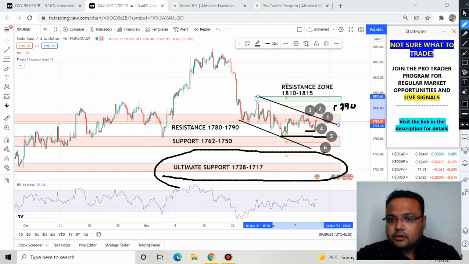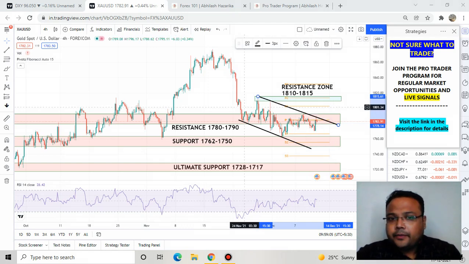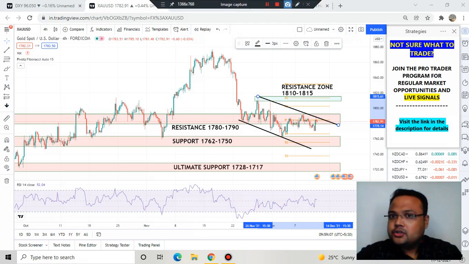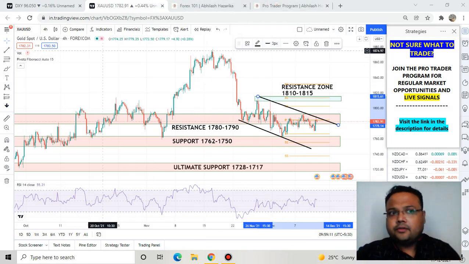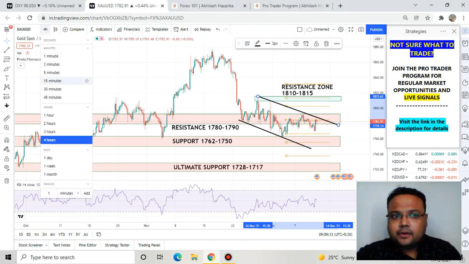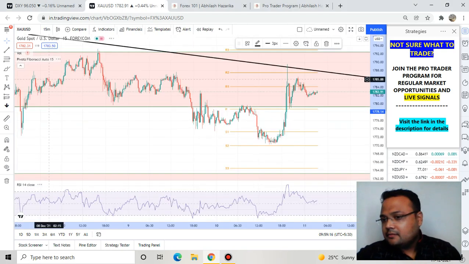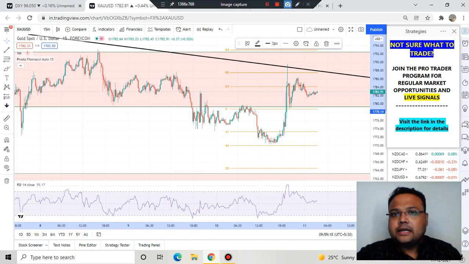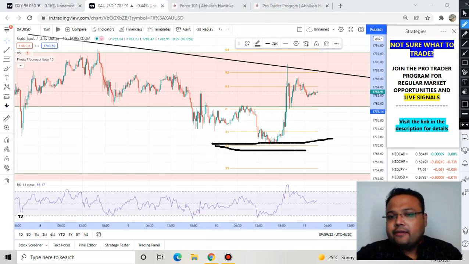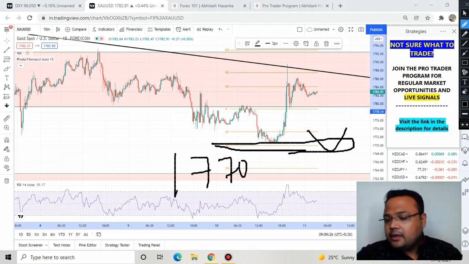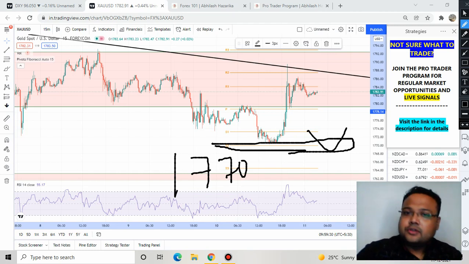But if the market breaks the level of 1780, then also you can take a sell position, but that will be a bit risky, so be careful. And if you are a gold scalper, there is a minor support at 1770 level. If gold bounces from here, you can take a buy position. This also can be a good buying opportunity.